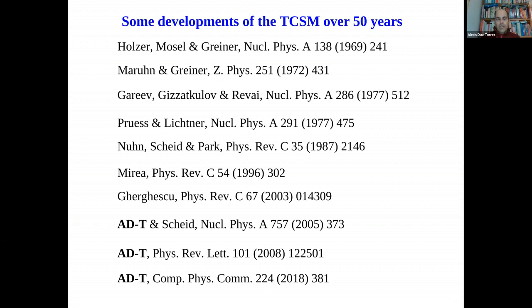So Strutinsky introduced a great idea of extracting from single particle spectra what are called shell corrections to the macroscopic collective energies. It allowed one to calculate binding energies and potential energy surfaces, and it was very useful for addressing fission phenomena. And here I just show some key works in the field of the two-center shell model over almost 50 years.